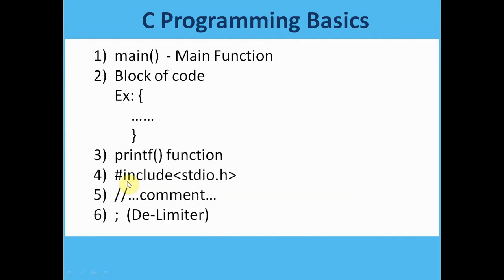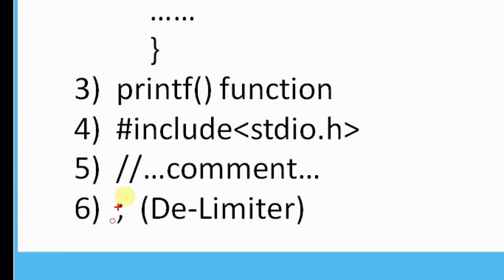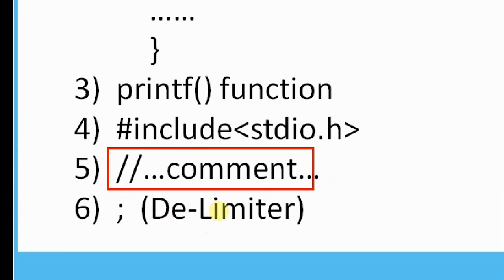Next, the fifth one is comments. Comments provide a description of a program, and the advantage of comments is easy understanding of a C program. Any person who is reading your C program can understand your program simply and easily if you have proper comments. Comments are not compiled and not executed in the program. They just provide a description of a program.